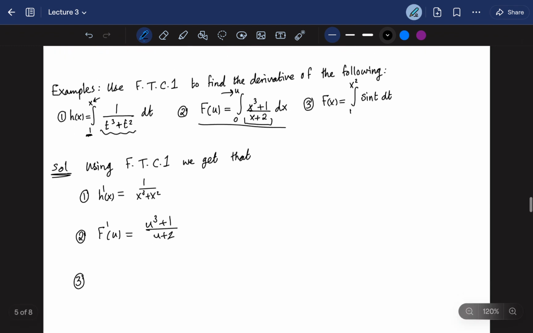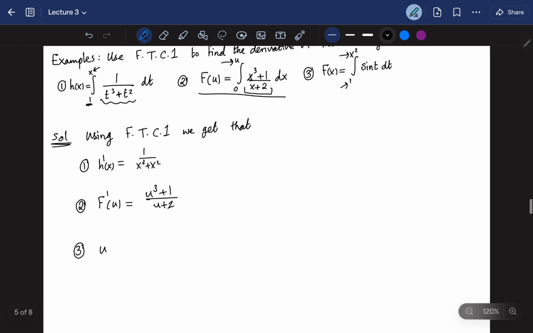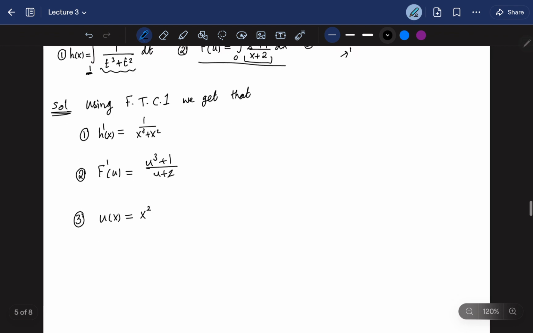Okay, now for the third example, we need to be a bit more careful, because if you look at the bounds, although 1 is a constant, my upper bound is x squared. So I need to do some kind of substitution before I apply the theorem directly. So here, let's substitute my upper bound by u of x, for example. Then my function is going to be in terms of x.